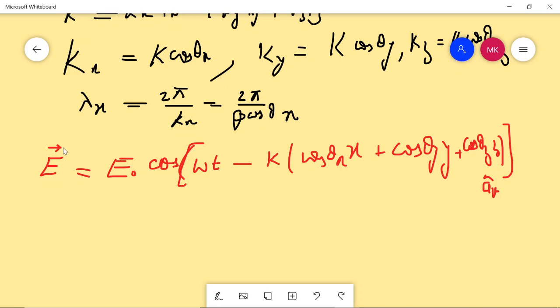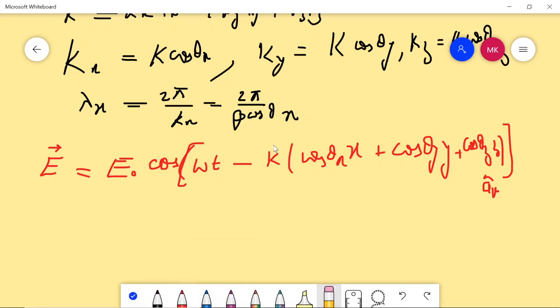This is the equation of the electric field of a wave moving in a general direction along k. Here k is a magnitude, not the vector. Or instead you can write beta here. So this is the equation of the wave of the electric field moving in the ak direction, or the k direction, in terms of direction cosines.